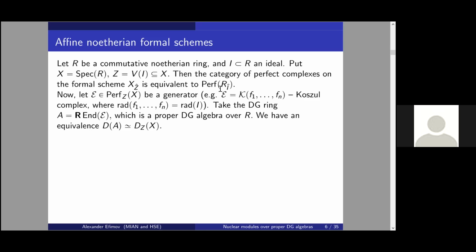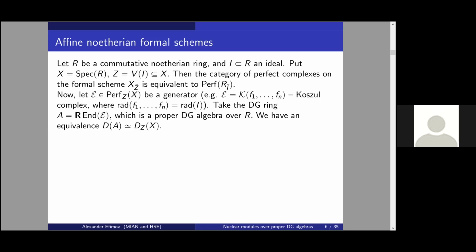I want to interpret this category as pseudo-perfect modules over some proper DG algebra. For that, take some generator, for example the Koszul complex for some system of equations defining this subset, and take the DG ring of endomorphisms of this perfect complex, which is a proper DG algebra over R. So here our base ring is R.